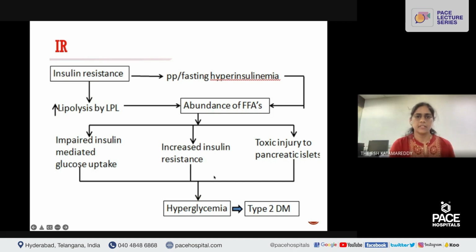So insulin resistance will lead to hyperinsulinemia initially. This insulin will cause lipolysis by activation of lipoprotein lipase. This will lead to increased free fatty acids. The free fatty acids have effects on glucose uptake, as already discussed, and increased insulin resistance, and they will even affect the pancreatic islet cells, leading to hyperglycemia and type 2 diabetes. So this is about insulin resistance.